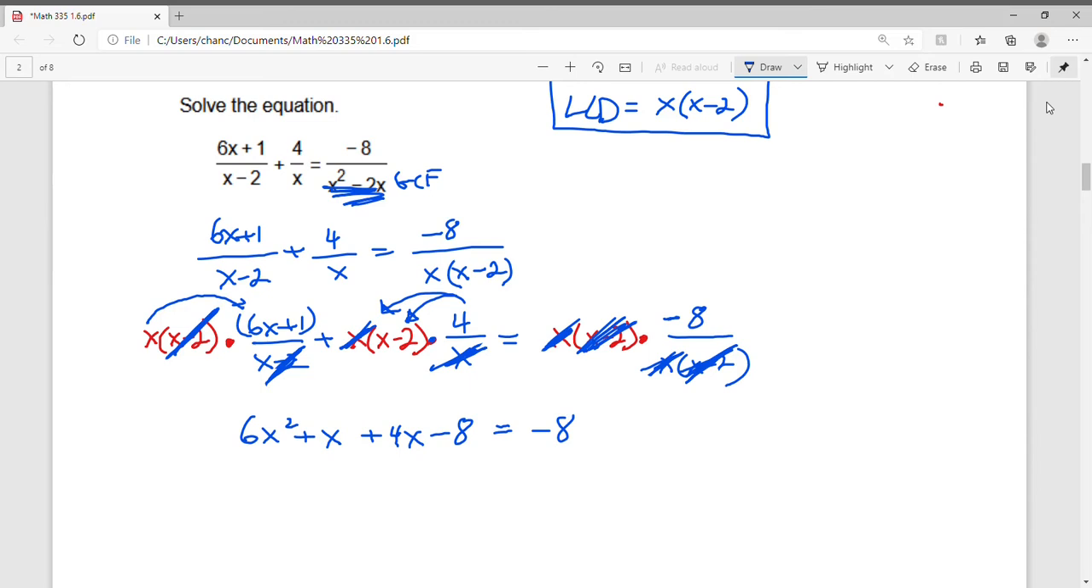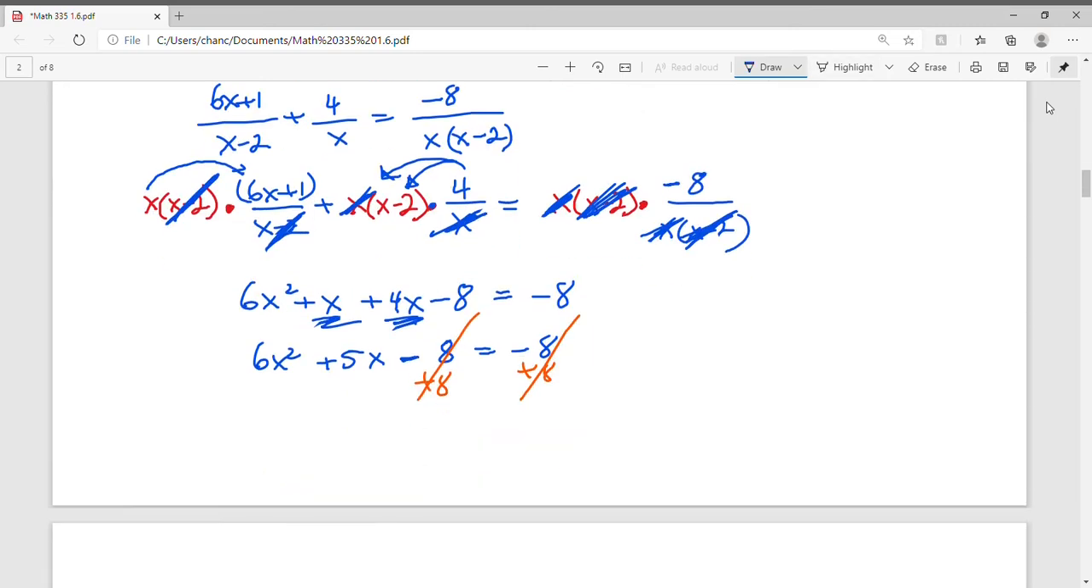Let's collect like terms. I have 6x squared. These together make 5x, and then we have a negative 8. Let's add 8 to both sides. Those do cancel out. And so we have 6x squared plus 5x is equal to 0. I can factor out the GCF here, that's x. That gives us x times 6x plus 5 equals 0.